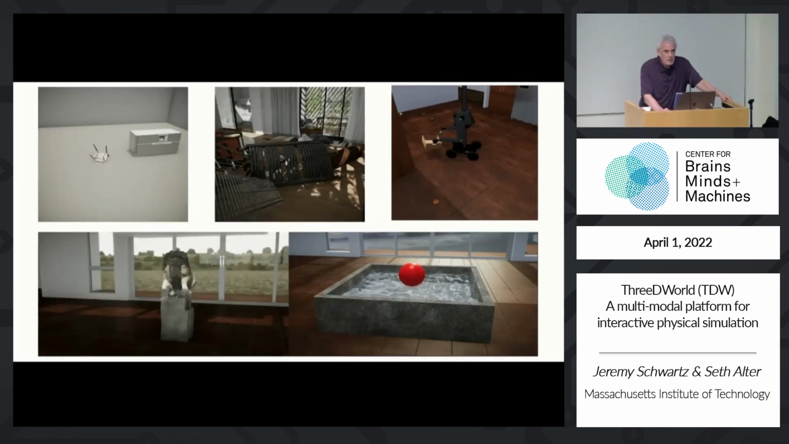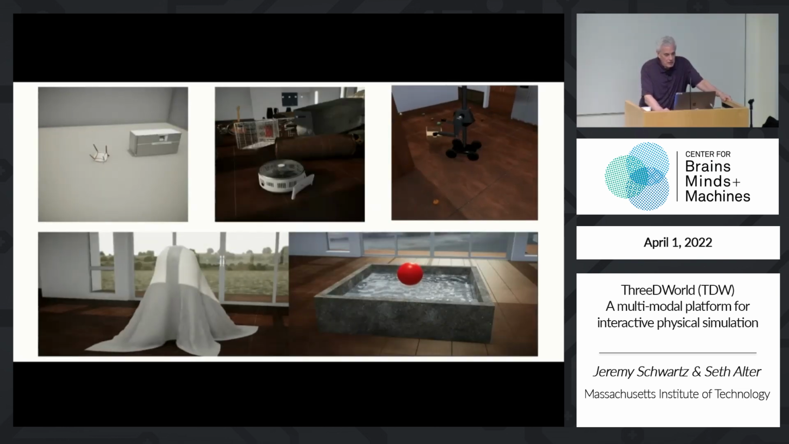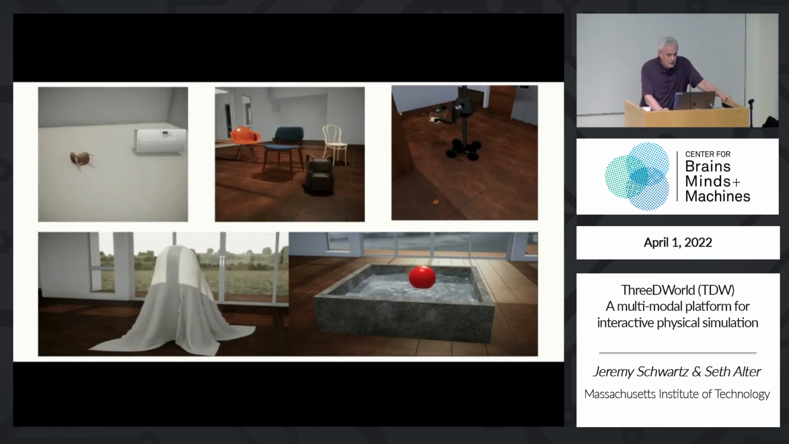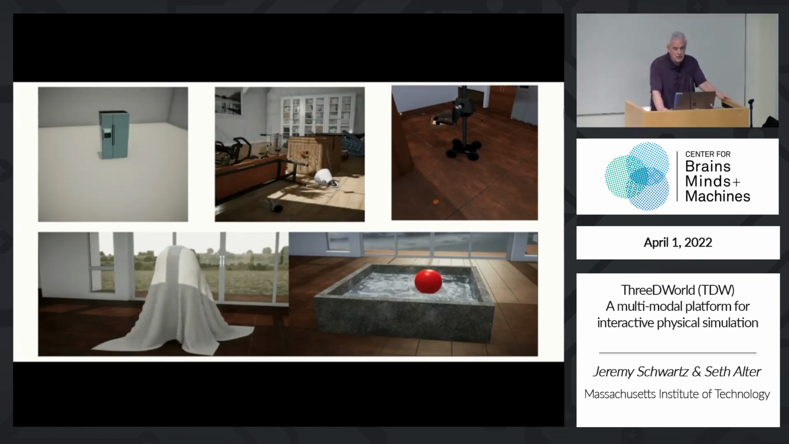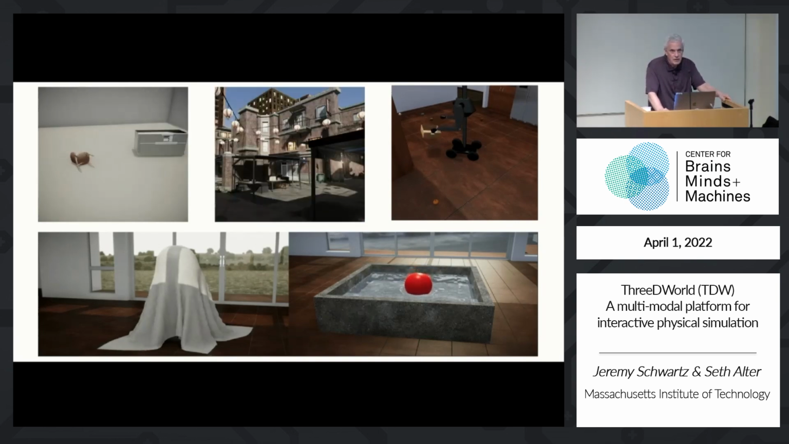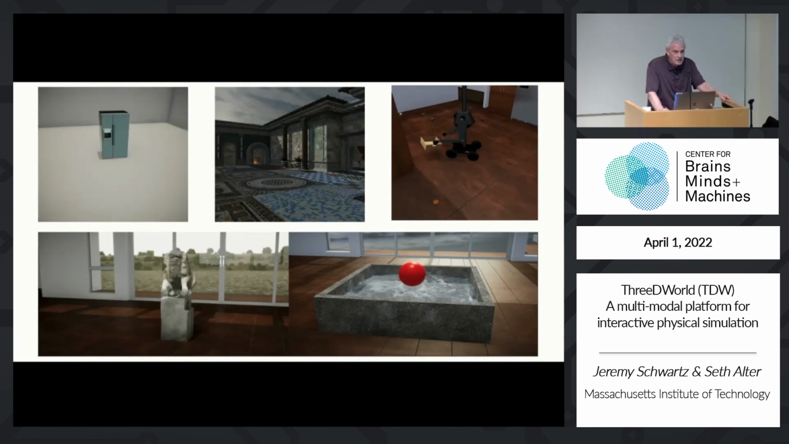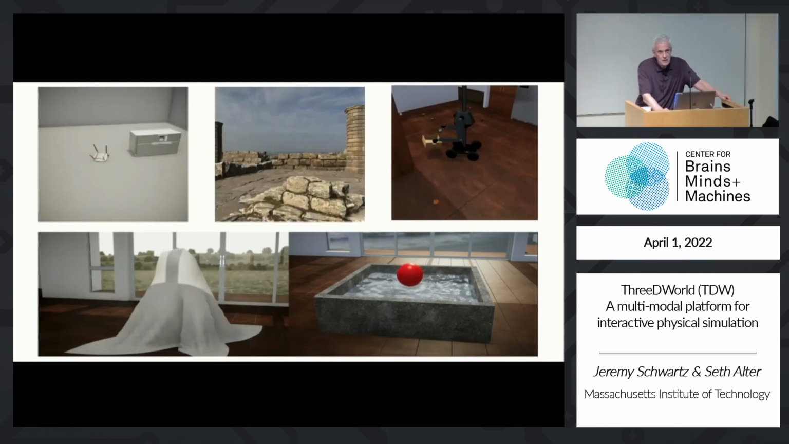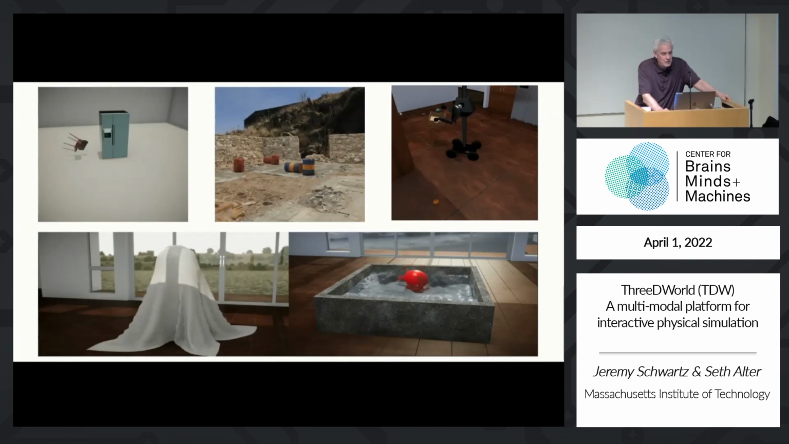But first, I guess I'll give a little background on TDW and how we developed it, why we developed it. As you all know, machine perceptual systems typically require large amounts of labeled data that's laborious to come by and can also be quite expensive. In addition, some quantities such as the mass of an object or the material it's made from can be difficult for human observers to label accurately.